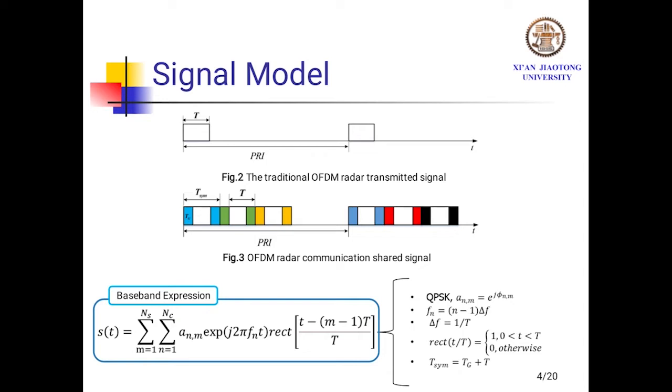And it sends more OFDM symbols in radar pulse repetition interval. Meanwhile, we add cyclic prefix compared with traditional OFDM signal in communication. The following is the baseband expression of the shared signal, where NS is the number of OFDM symbols, and NC is the number of subcarriers. ANM represents the communication data modulated on the nth subcarrier of the Mth OFDM symbol. Fn is the frequency of the nth subcarrier. Delta F is the subcarrier interval. Rect is the rectangular window function, and TCM is the full OFDM symbol time.